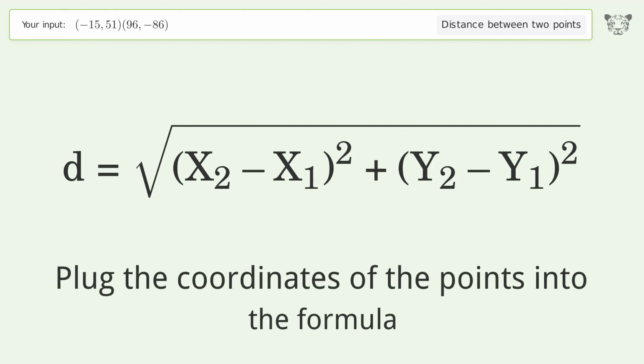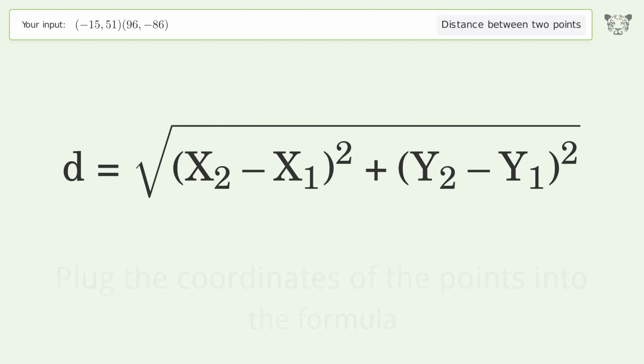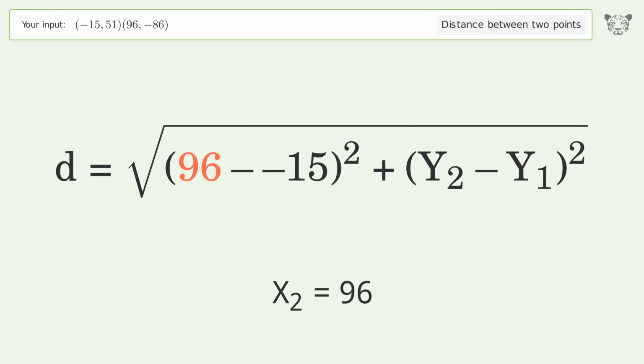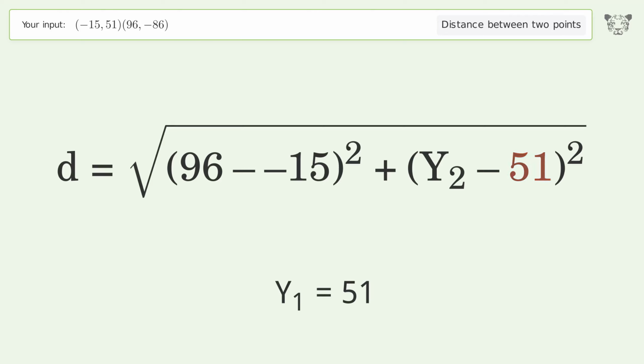Plug the coordinates of the points into the formula. x1 equals -15. x2 equals 96. y1 equals 51. y2 equals -86.